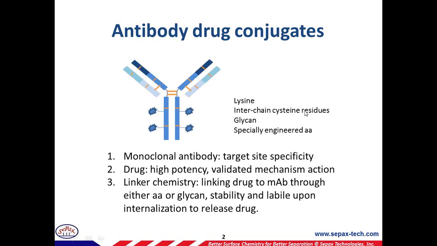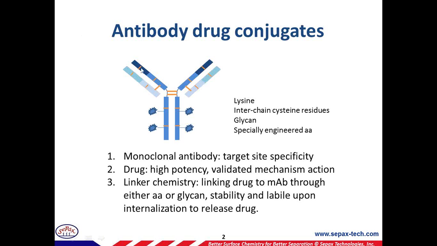For the interchain cysteine residues, as we can see here, we have the heavy chain, light chain disulfides. They are 2, one on each side, and also the 2 disulfides in the hinge region. So with partial reduction, you also can have heterogeneity, but with a much more limited number of drugs attached to the molecule. Since the disulfides are paired, you can have 0, 2, 4, 6, 8 drugs conjugated to the molecule.